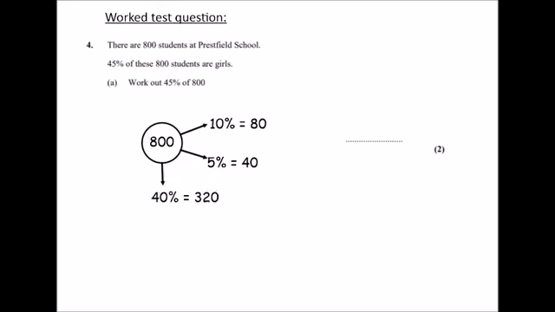Our last step is to actually find the percent they are asking us for, which is 45%. So 45%, I know that if I mix my 40% answer and my 5% answer, that gives me 45. So I'm going to do 320 add 40, which is 360. So 45% of 800 is 360.